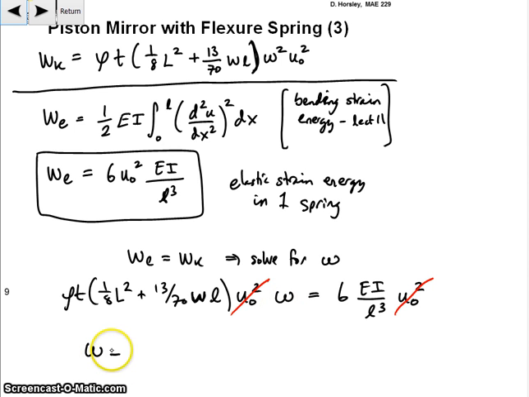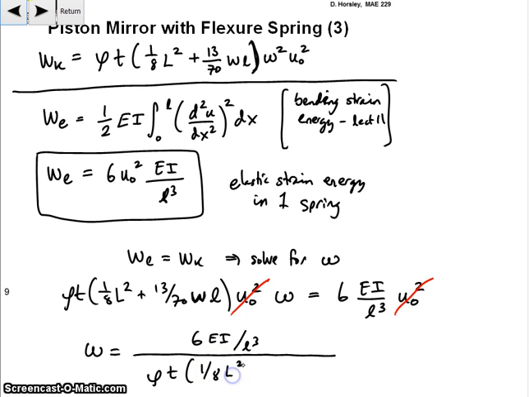And so now what we end up with is a slightly complicated formula: omega is equal to 6 EI over L cubed, divided by rho T times 1/8 L squared plus 13 over 70 W times script L, and the whole thing square rooted. Okay, so this is our expression for the natural frequency.